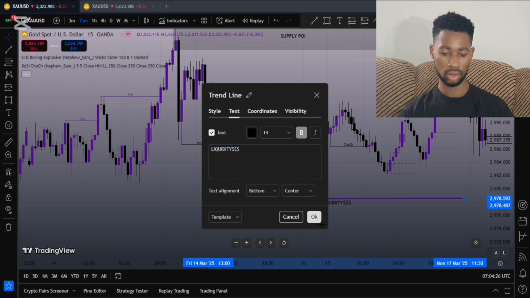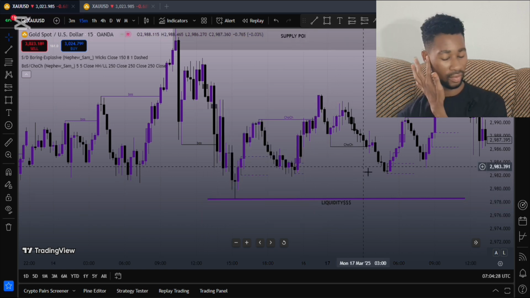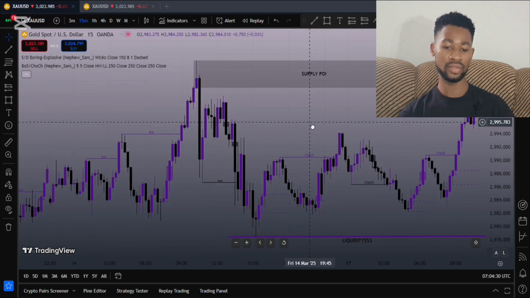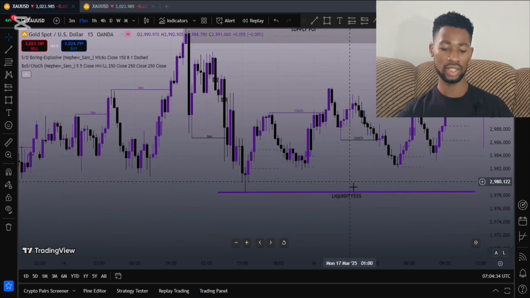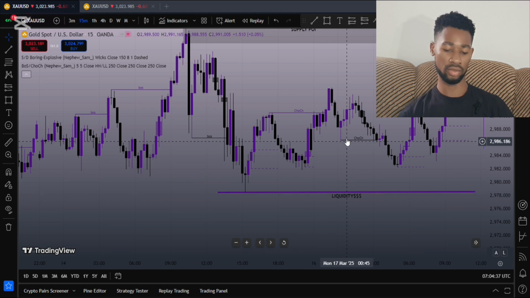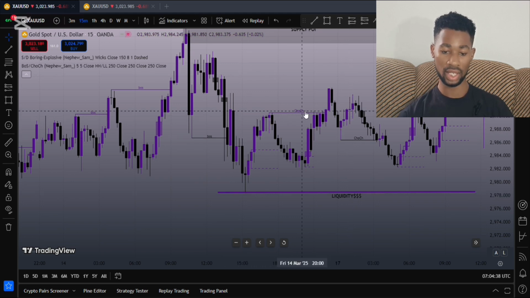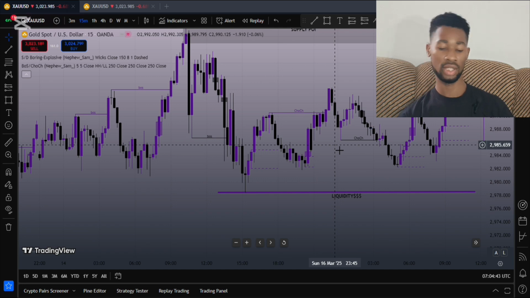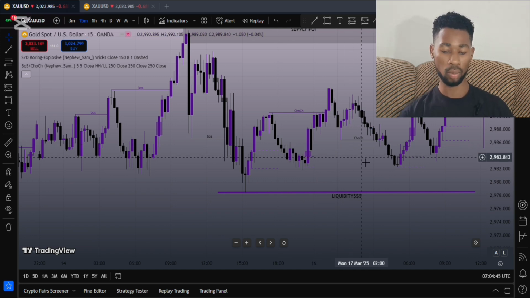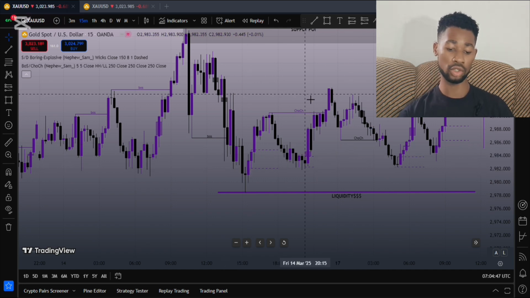All right, cool. So now we have our key points marked. We have the supply region or the supply point of interest, and then we have the liquidity in which price respected and then rejected. We could see a bullish change of character on the 15 minutes time frame, signifying that okay, the market is going back into an upward trend. So it means the downward trend is over.